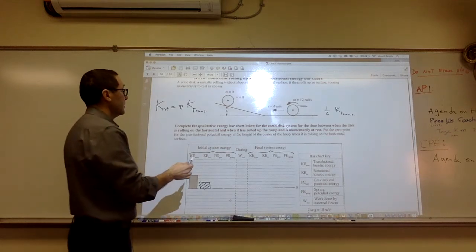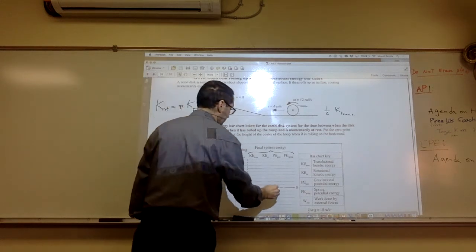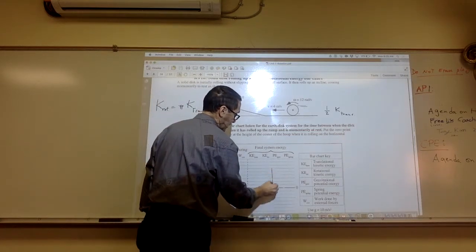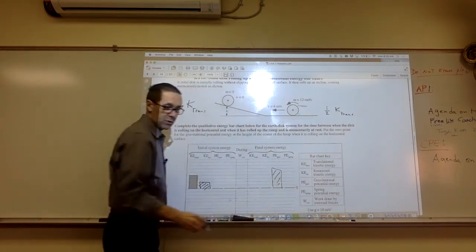And at the end, all the way at the top, it's only going to have gravitational, and it should be 6 bars. 1, 2, 3, 4, 5, 6 right there. That's what it should look like at the end.